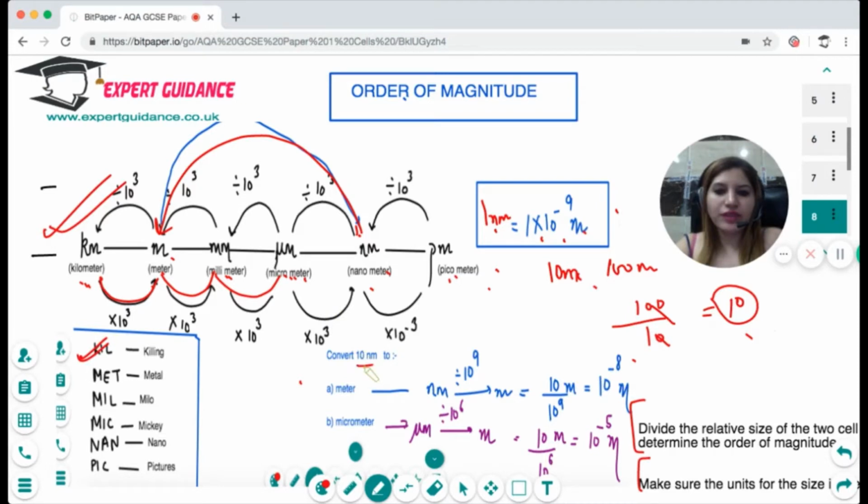So if it is 10 nanometer to meter, so from nanometer to meter, what do you do? You divide it by 10 to the power 9. So that becomes 10 power minus 8 meters.